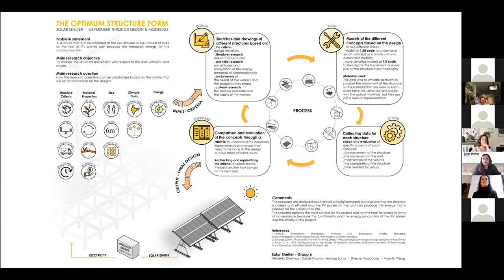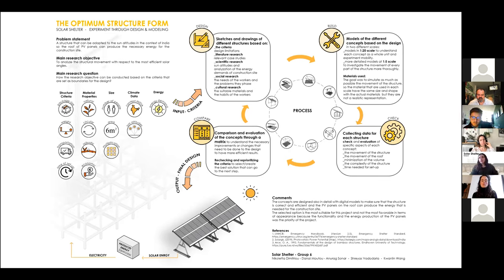To achieve this, we tried to find the optimal structure form for a solar shelter through a design modeling experiment, which we also presented in the research innovation course. First, we set our criteria, which mostly have to do with structural characteristics, material properties, the size of the unit, the PV power potential, but mostly the adaptability of the structure to the different sun altitudes of India. Then, based on these criteria and research on different aspects of the topic, we designed several options of different structures. Following the designs, we built physical models at 1 to 20 scale to experiment with the mobility of the unit as a whole, and 1 to 5 to investigate the movement of each joint.